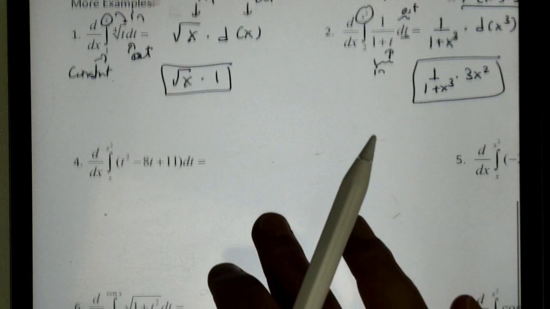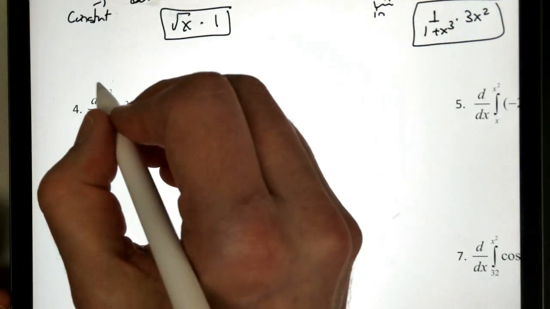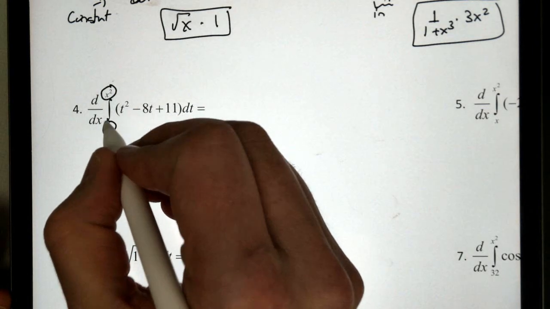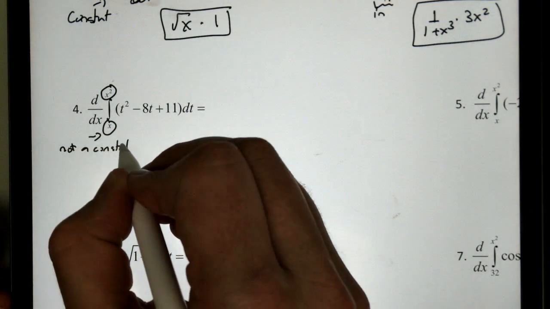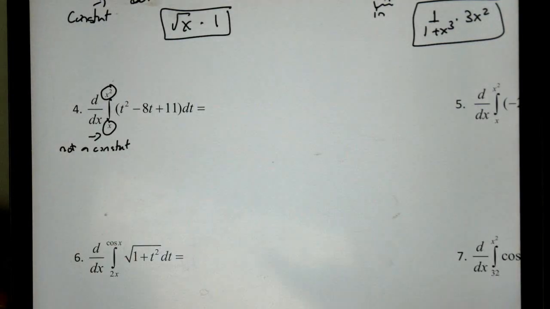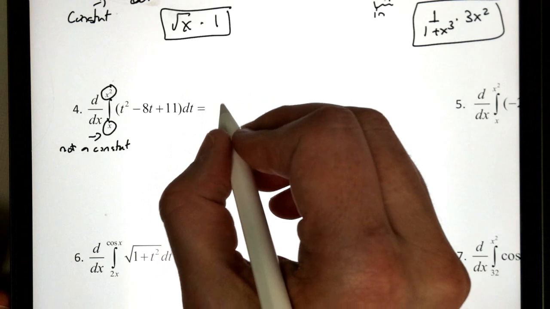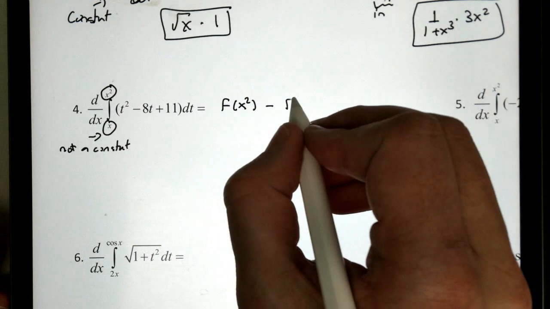So let's take a look at the next example here, number 4. Same idea, but be careful. Notice this, not a constant this time. Oh no. So let's do this the long way and you'll get the idea. Ready? If we're going to get f of x squared minus f of x.